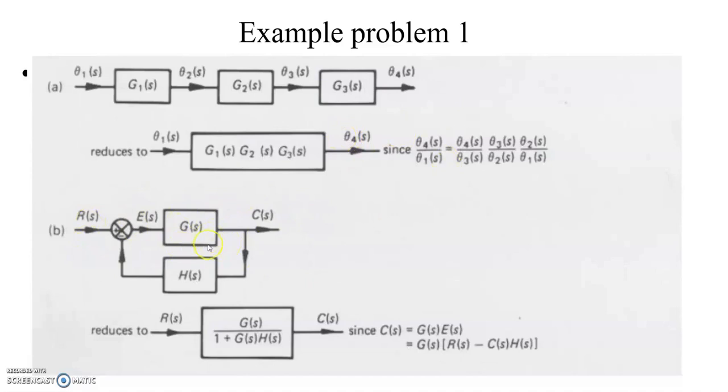So here, look at this diagram. Having this block diagram, it is just simple feedback. So eliminating the feedback rule, you can use that one. The transfer function for this block is G(s) divided by 1 plus G(s) into H(s).